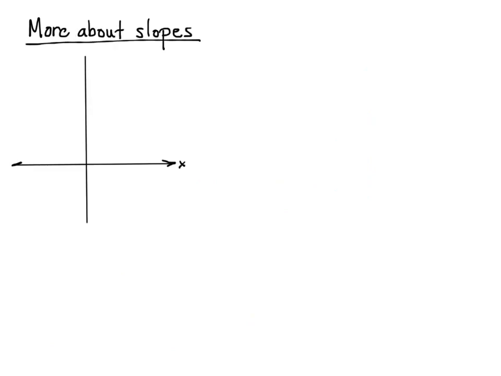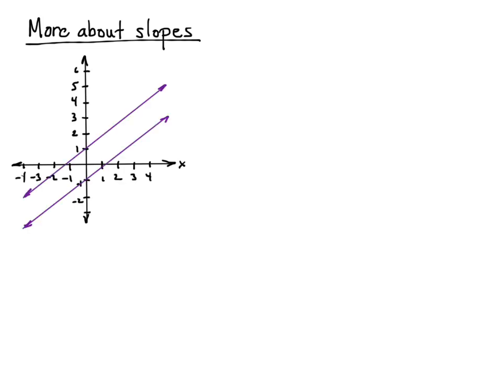Okay, so let's talk a little bit more about slopes. And let's say we have these two lines. Now, the two lines here are parallel. And what parallel means is that they don't intersect anywhere. They go on indefinitely, and there'll be no time that they intersect. So that means any change that we have on one line, we're going to see the same change on the other.